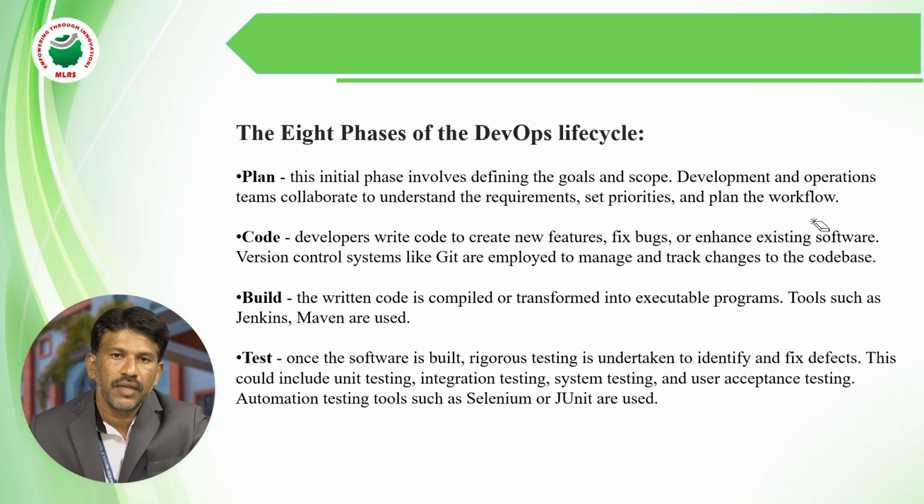So when we see the plan, in the initial stage they have to gather all the requirements and all the data, then understand the requirements, then proceed with the work, and plan the workflow. Coming to the next part, based on the understanding of the requirements and the set priorities, they perform the coding. So this is the second phase.